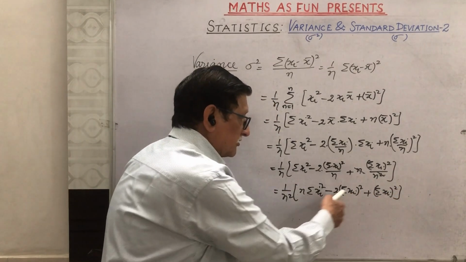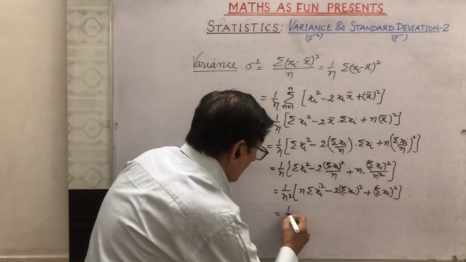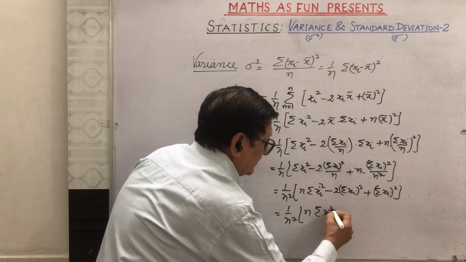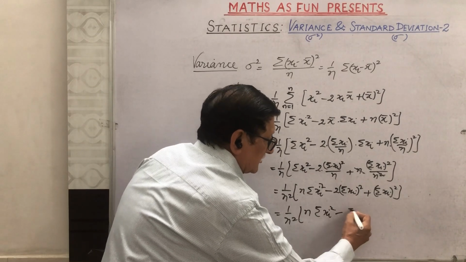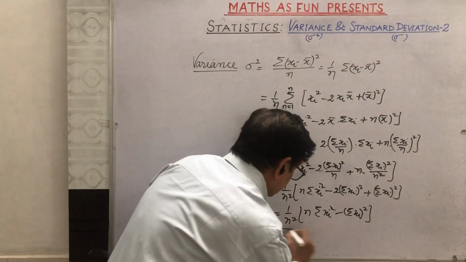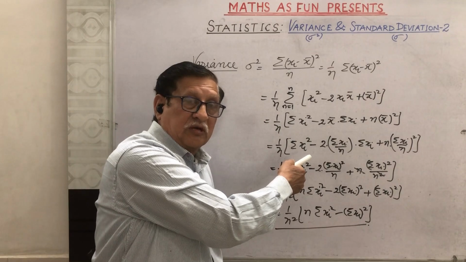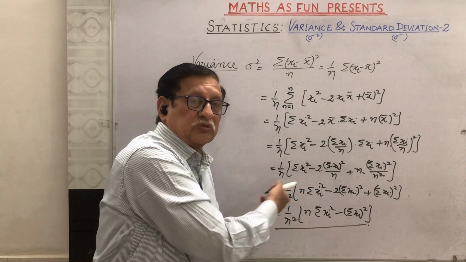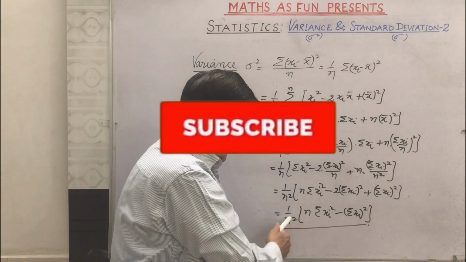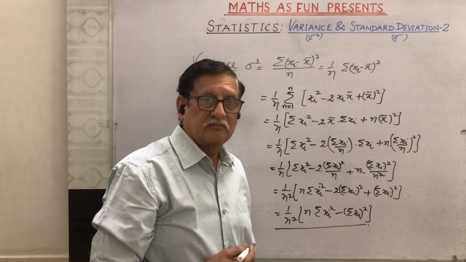Now this can be subtracted. Minus 2 plus 1, that will be minus 1. So this becomes 1 upon n square, n into sigma xi square minus sigma xi whole square. This becomes the formula to find out the variance, and the standard deviation, as we know, is the positive square root of it. So we could convert the same formula into another formula where we are not applying x bar.